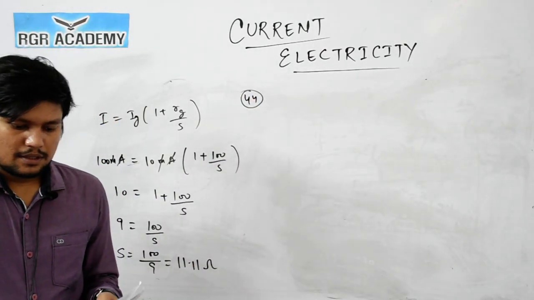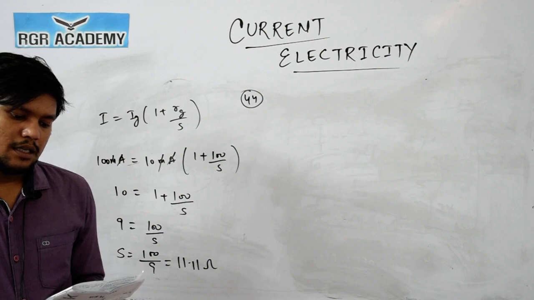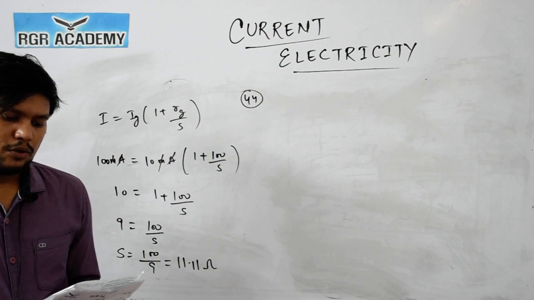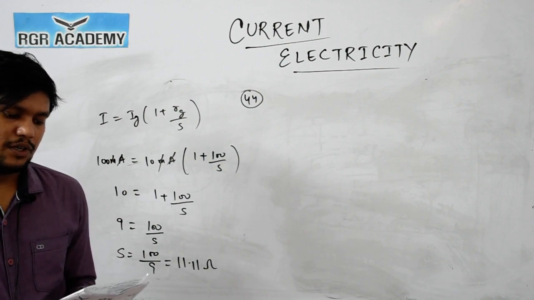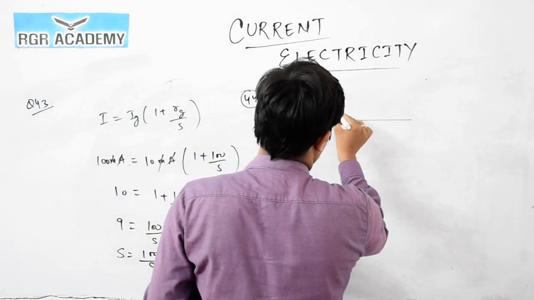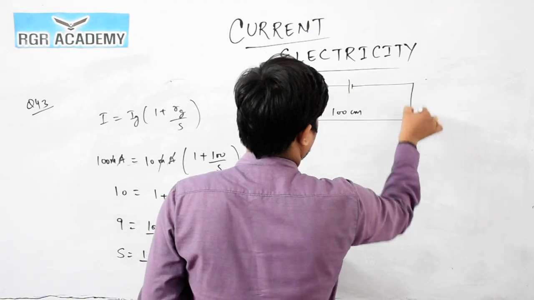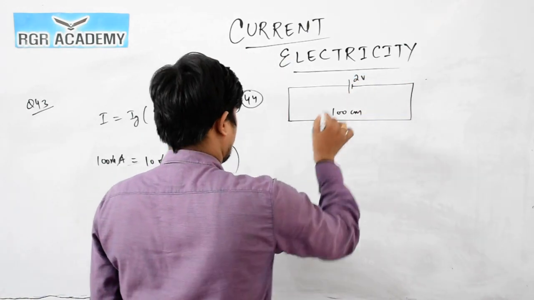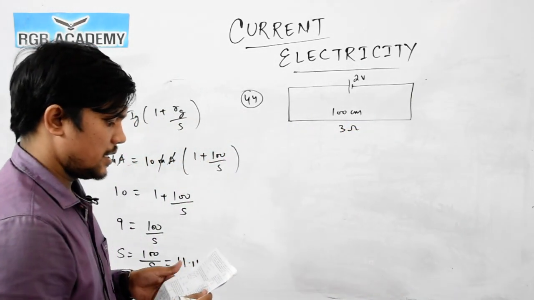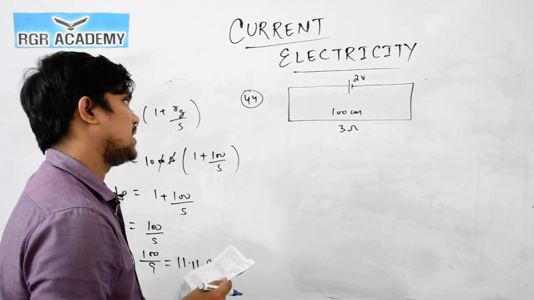A wire of length 100 centimeter is connected to a cell of EMF 2 volt and negligible internal resistance. The resistance of the wire is 3 ohm. The additional resistance required to produce a potential drop of 1 millivolt per centimeter. See this: wire of length 100 centimeter is connected to a cell of EMF 2 volt, negligible internal resistance. The resistance of this wire is 3 ohm.